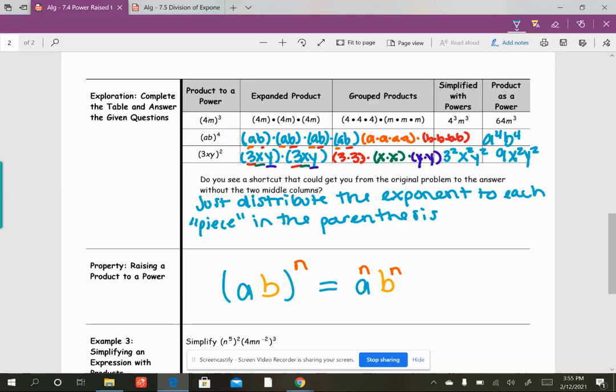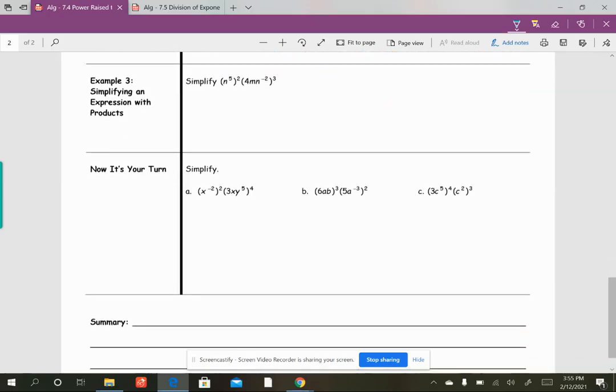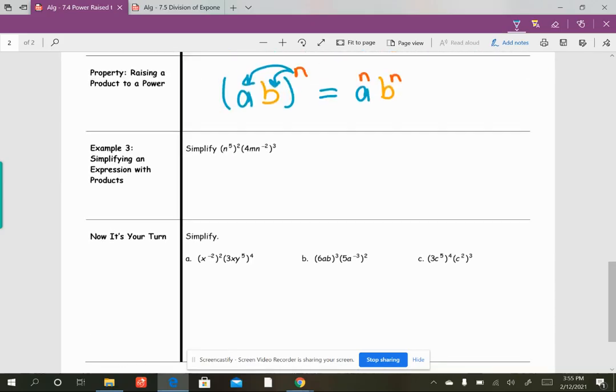So just how it is below. Everything is on the inside. We have a times b to the nth power, and it ends up being as if we've taken this n, distribute it here, and then distribute it here, and we get a^n times b^n. And that's what we're going to do with these last few examples here. I'm going to keep that up.